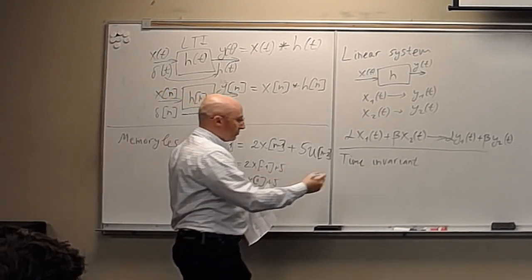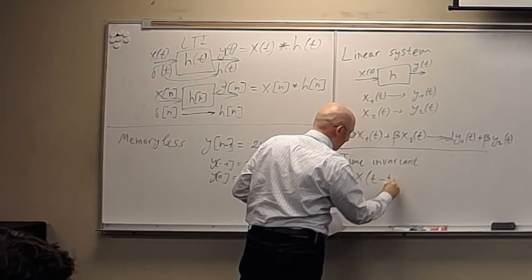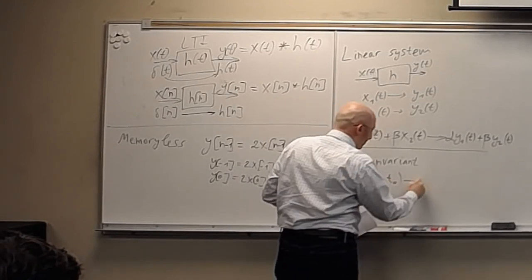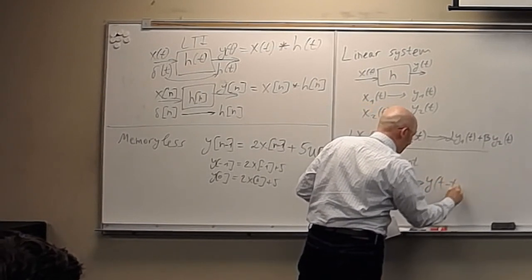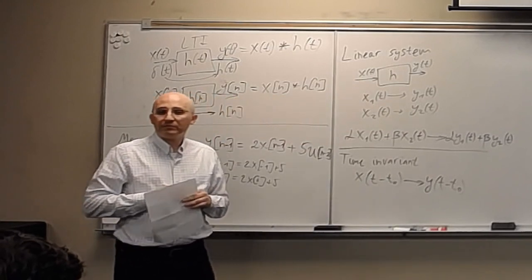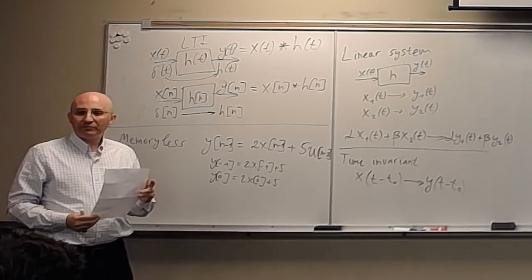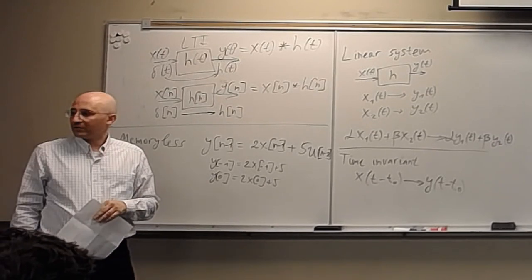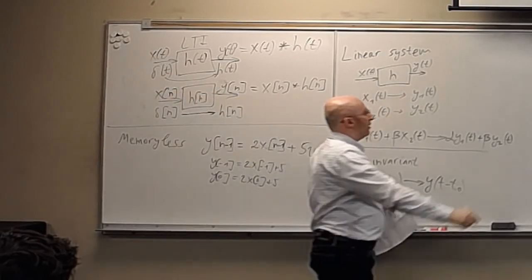So, the rule is that x of t minus t0, or tau, whatever we call it, will produce an output which is the shifted output by the same t0. This is how you check those things. Any questions? Okay.